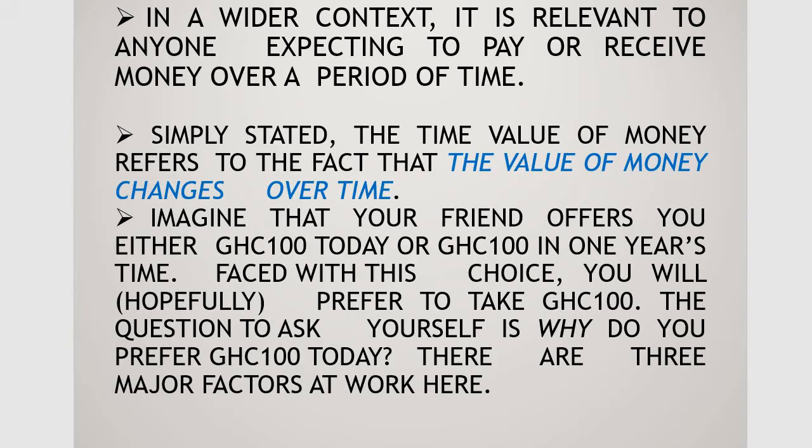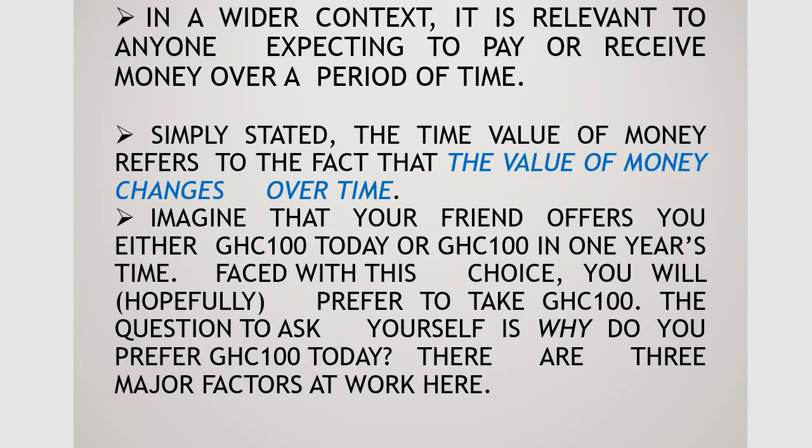So simply stated, the time value of money refers to the fact that the value of money changes over time. The time value of money what? Changes what? Over time. And there are some factors that account for it. So, for example, imagine that your friend offers you either 100 cedis today or 100 cedis in 1 year's time. Faced with this choice, are you going to prefer to take the 100 cedis now, or are you going to prefer to take the 100 cedis in a year's time?